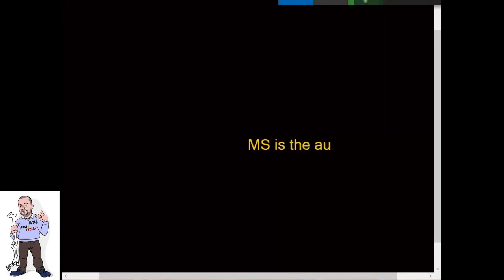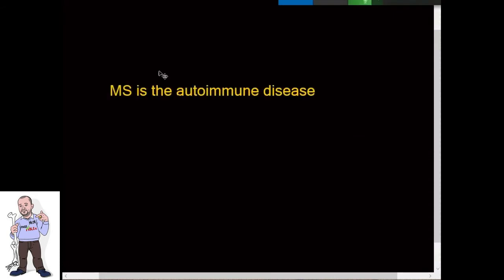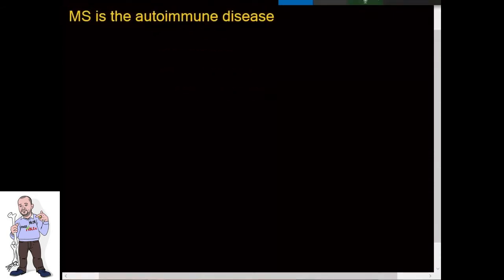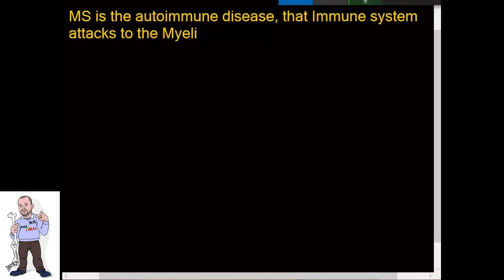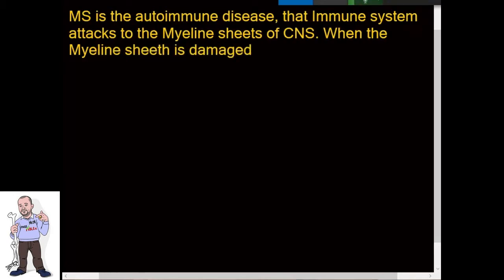MS is an autoimmune disease. It means your own immune system attacks your own body. In autoimmune disease, what does the immune system attack? It attacks the myelin sheath of the CNS, the central nervous system. When the myelin sheath is damaged, there is no nerve conduction. It means there is no nerve moving, nothing. The electrical impulse stops. The action potential doesn't pass. Good?